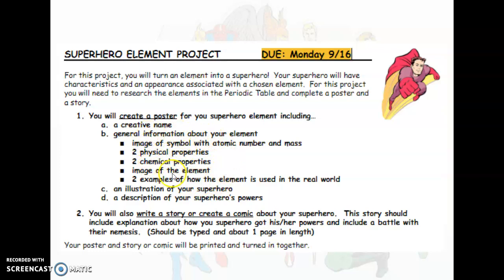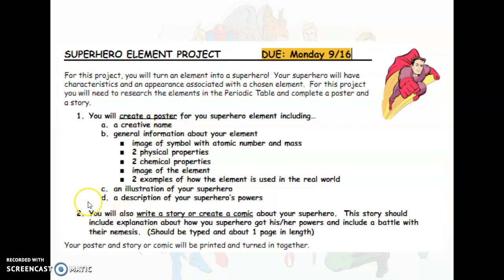You can choose any element off the periodic table, just something that you find interesting. Then on the poster, you also include an illustration of your superhero and a description of your superhero's powers. For this whole poster, it's going to be a digital poster. I will share with you the template that you can use through Google Slides to insert all your information. Then you can print it out in color, and add in your illustration of your superhero. Understand that the illustration has to be to the best of your ability. So that's the first part, the poster.